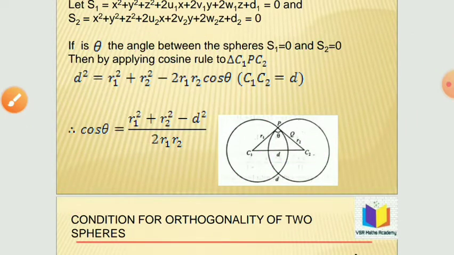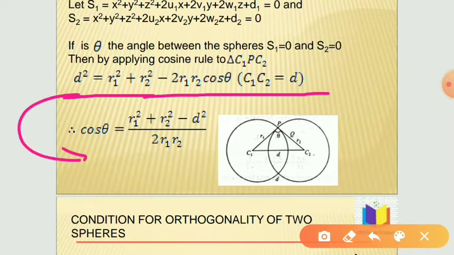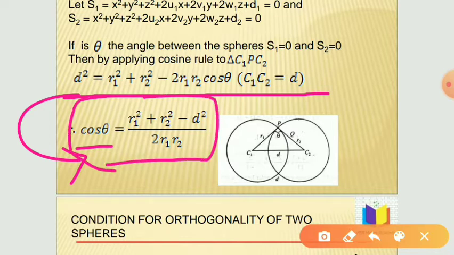So we can apply the cosine rule here. Therefore d is one side and r1, r2 are the two remaining sides, and the angle between r1 and r2 is theta. By applying the cosine rule here, we can write d square is equal to r1 square plus r2 square minus 2 r1 r2 cos theta. On simplifying this, we can write cos theta is equal to r1 square plus r2 square minus d square by 2 r1 r2. This is the procedure to find the angle between two spheres.